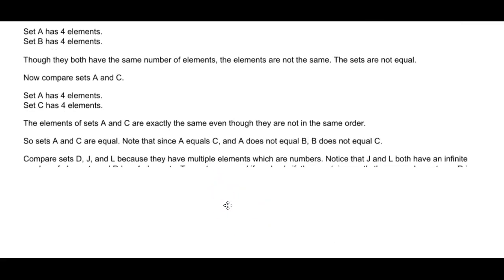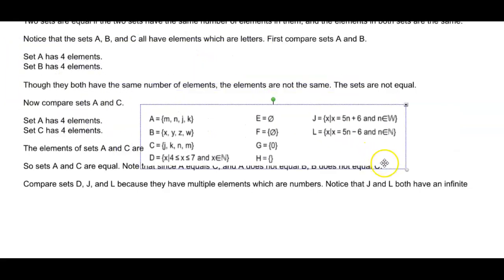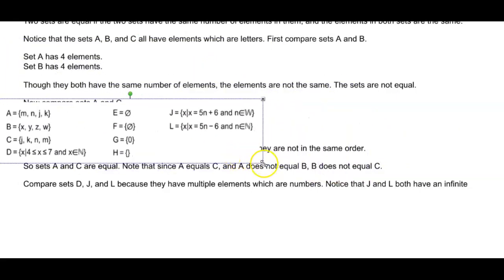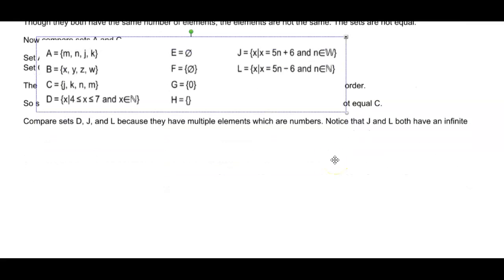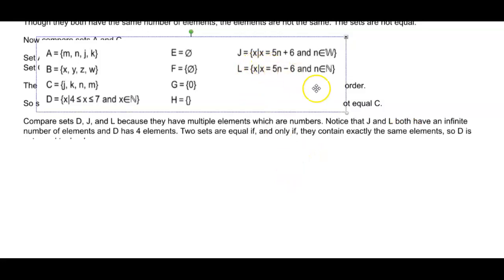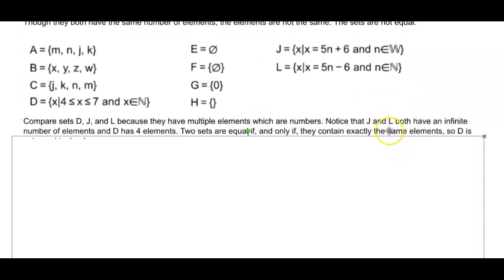Now let's compare D, J, and L. Okay, so here are our sets, so let's take a look at that here. So we want to take a look at D, J, and L. Now, notice that J and L have an infinite number. Let me go ahead and expand this just a little bit more here. Okay, so notice that J and L both have an infinite number of elements, and D has 4 elements.